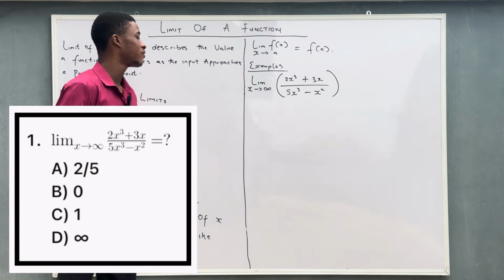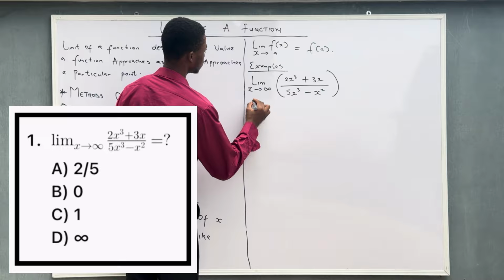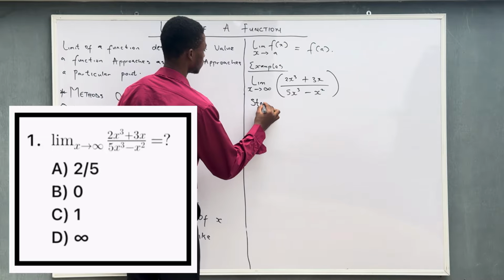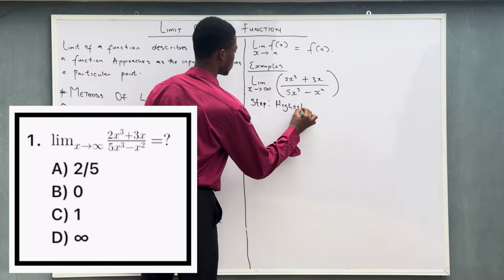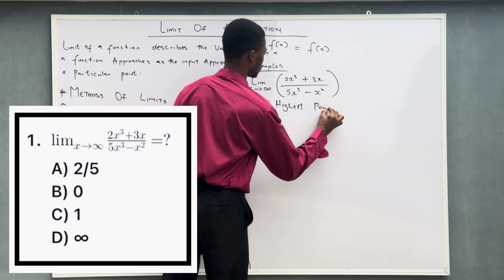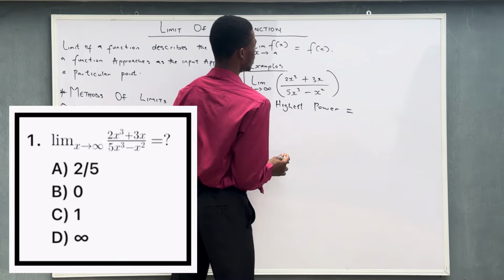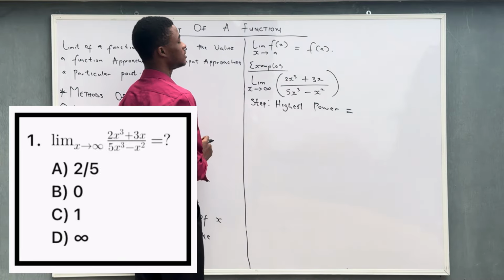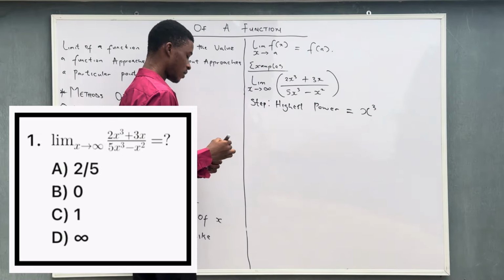So in solving this kind of question, I said the first step is to look for what? The highest power. So step 1 is to look for the highest power. And the highest power in our case is equal to what? So if you look at all these equations, what is the highest power? The highest power is x raised to power 3. That is our highest power.